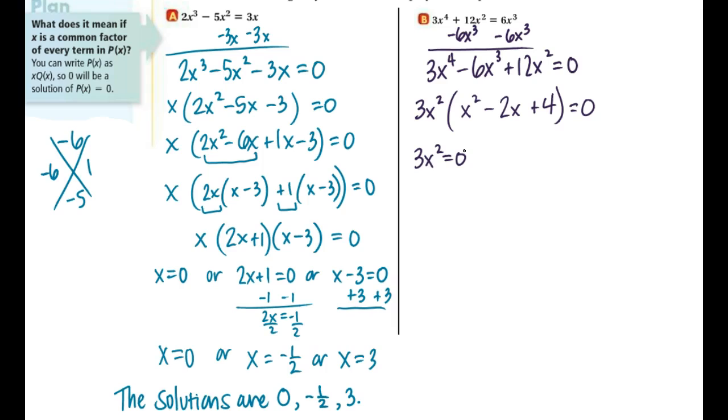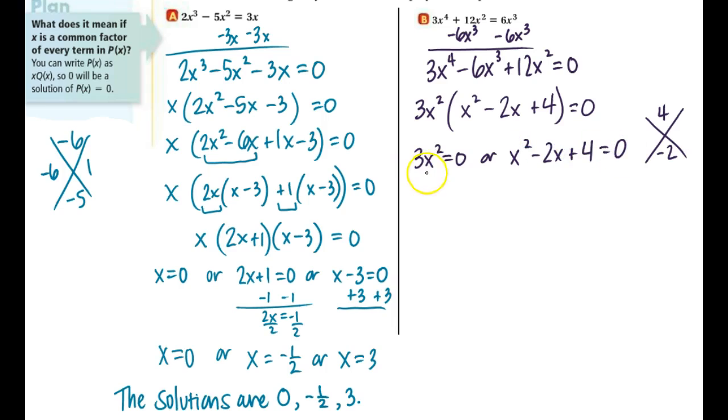And I know that I cannot factor that quadratic inside the parentheses because I have 4 and negative 2 there, and there is no pair of numbers that can multiply to give you 4 but add to give you negative 2, so that means we're going to be using the quadratic formula in a moment. So I'm setting each of these equal to 0.